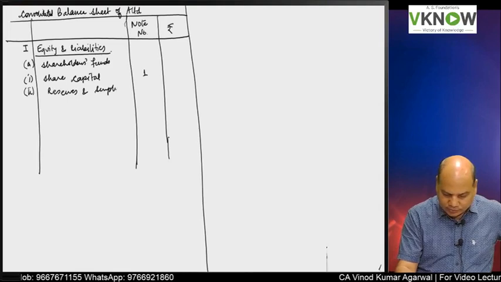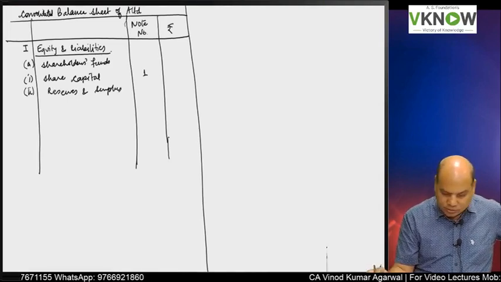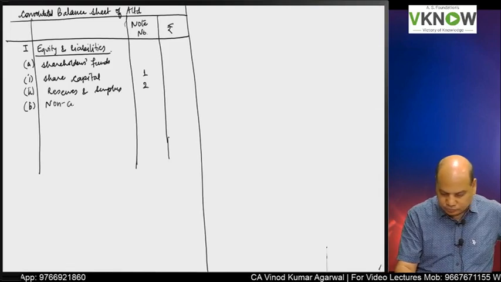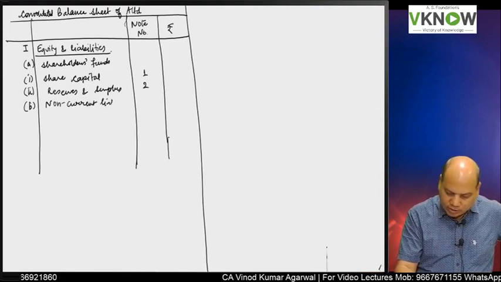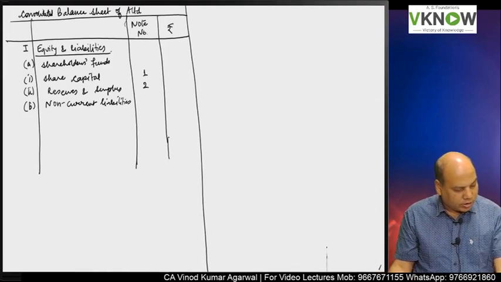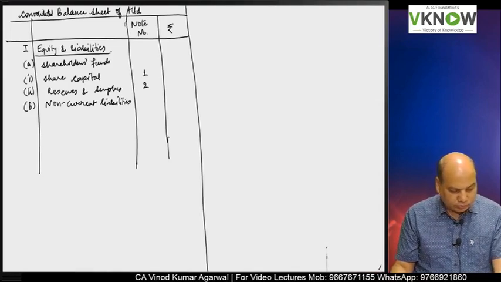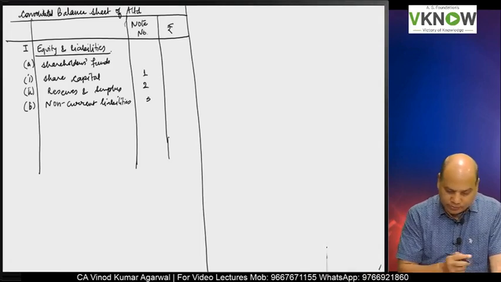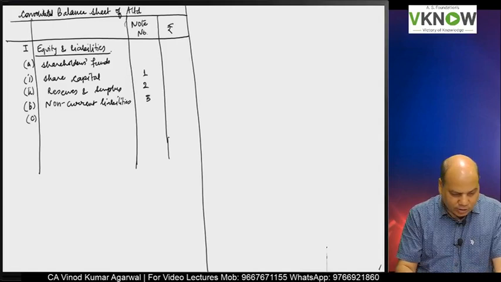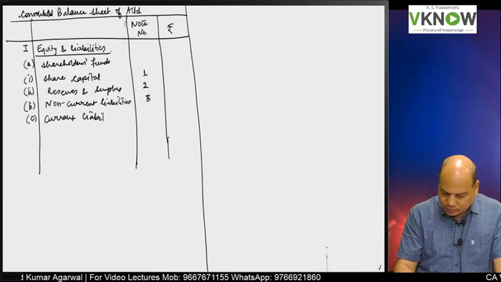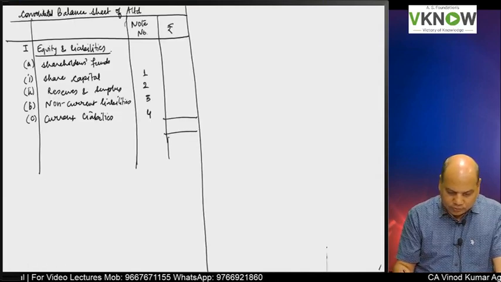Reserves and surplus. Note number 2. Point number B, write down non-current liabilities. Note number 3, non-current liabilities. Point number C, write down current liabilities. Note number 4. Then we'll take total.